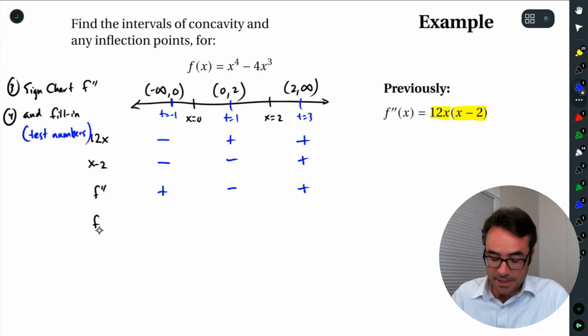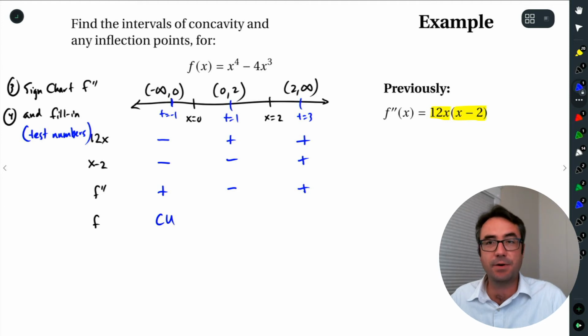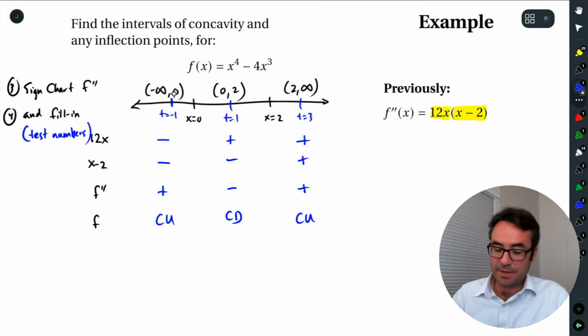Now we can actually say what the original function is doing based on this information. So when our second derivative is positive, our original function is concave up. So same thing over here. And then when our second derivative is negative, it means our original function is concave down. And there we go. We've identified the intervals of concavity.